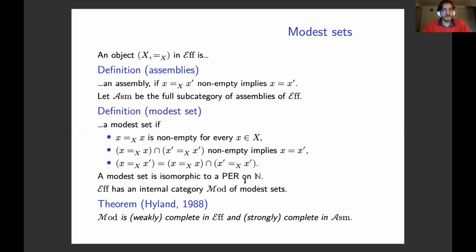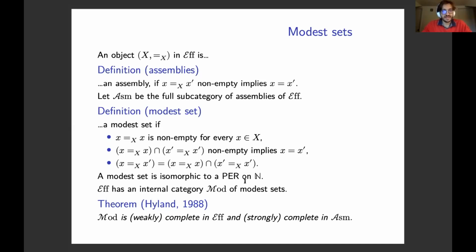So the first remark is that a model set is, in particular, an assembly. It can be deduced by its properties. So we have this hierarchy of objects inside the effective topos: generic objects, assemblies, and then model sets.